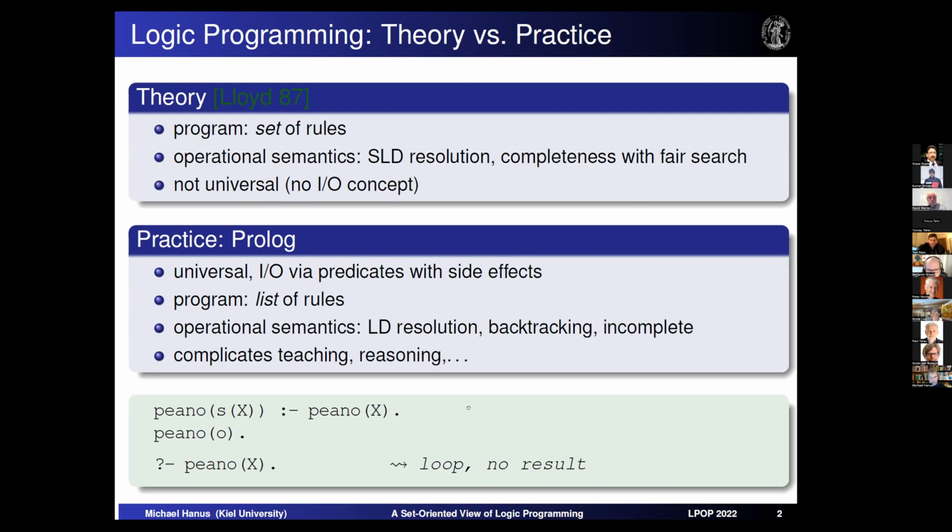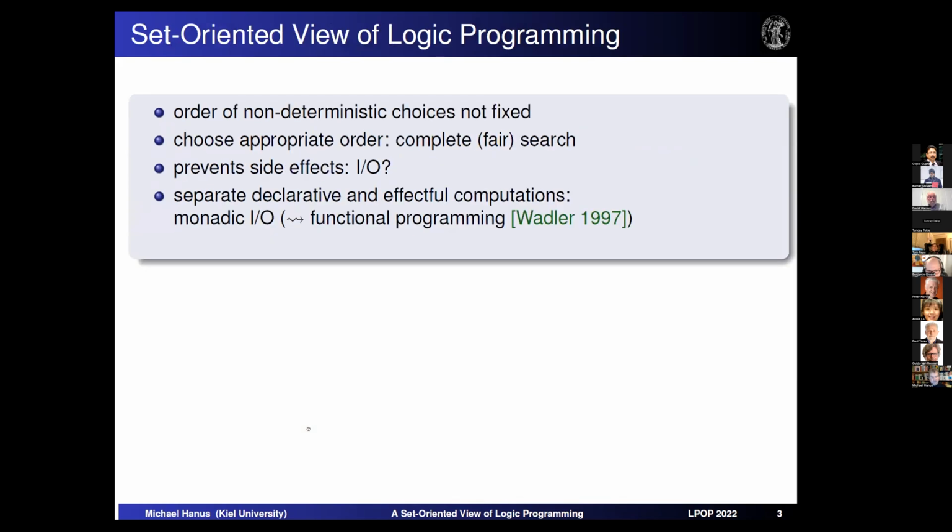For instance, here we have a simple definition of Peano numbers. And if you have just this order of rules, then you get in Prolog no results if you ask for a Peano number. And I think a set-oriented view of logic programming can fix these things, because in this view, the basic idea is the order of non-deterministic choices is not fixed. So this is also an advantage because then the implementation can choose an appropriate order, for instance, in order to ensure to have a complete search strategy in order to really find solutions.